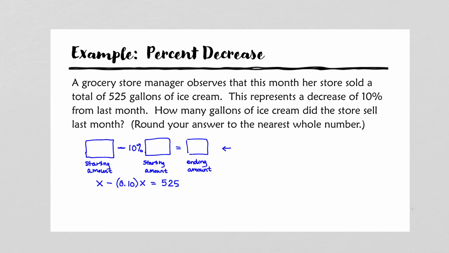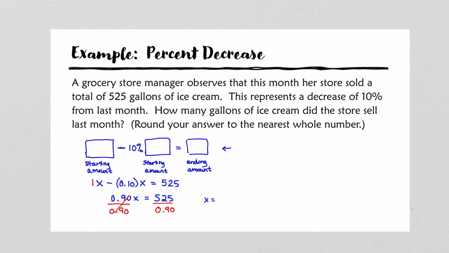But that's not too bad because this is a simple algebraic equation. X is the same thing as 1X. And so before we do anything, we want to put those two like terms together. 1X minus 0.1X is actually 0.9X, or 0.90X. And to finish solving this equation, all we have to do is divide both sides by 0.9. And that tells us what X is.